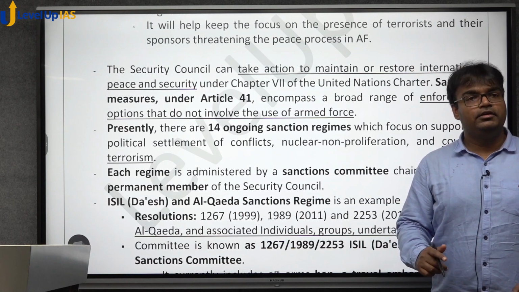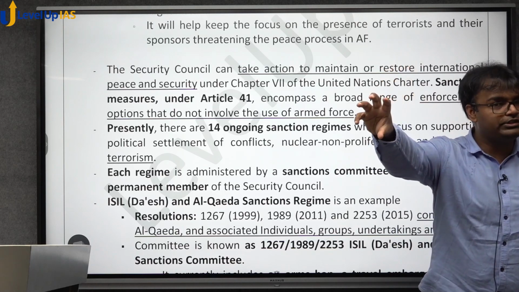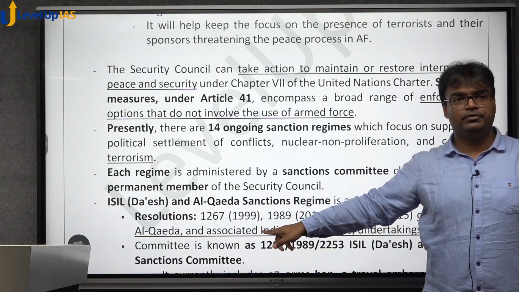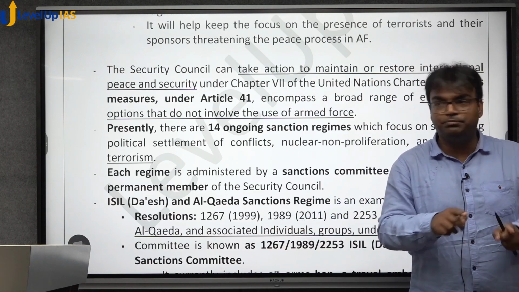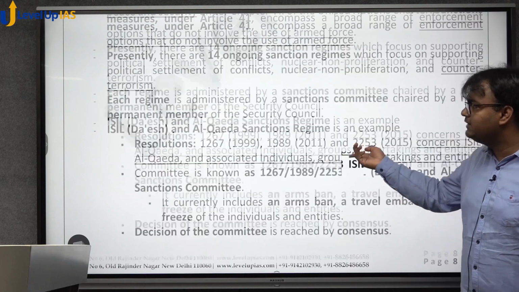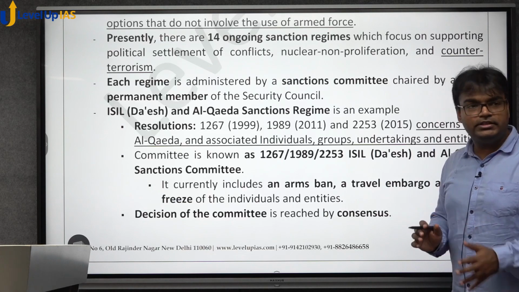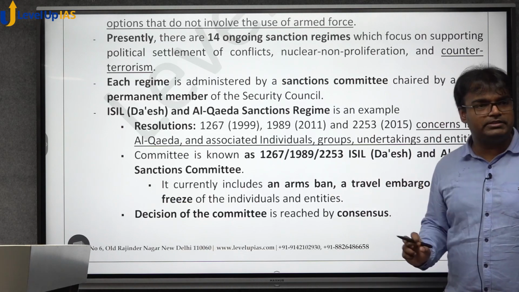UNSC, by a resolution, can put that particular terrorist organization or that particular individual under this regime. Once it is done, then all the sanctions of this regime apply. So, for example, in the ISIL and Al-Qaeda sanction regime, if an organization is put under this, an arms ban happens, a travel embargo happens, and an asset freeze happens.